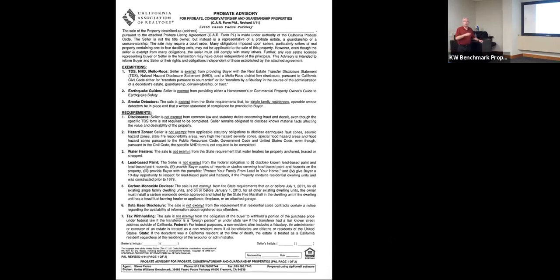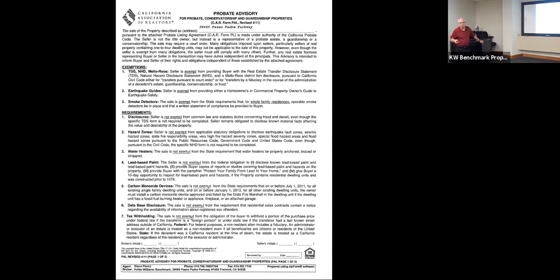Now we used to have a probate listing agreement. Now we have an advisory to the residential listing agreement. So when you have a probate sale, you attach the probate advisory to the listing. Now, when you get in on the purchase side, normally you'll use a probate purchase agreement, but you can use a purchase agreement and attach the probate advisory to it.